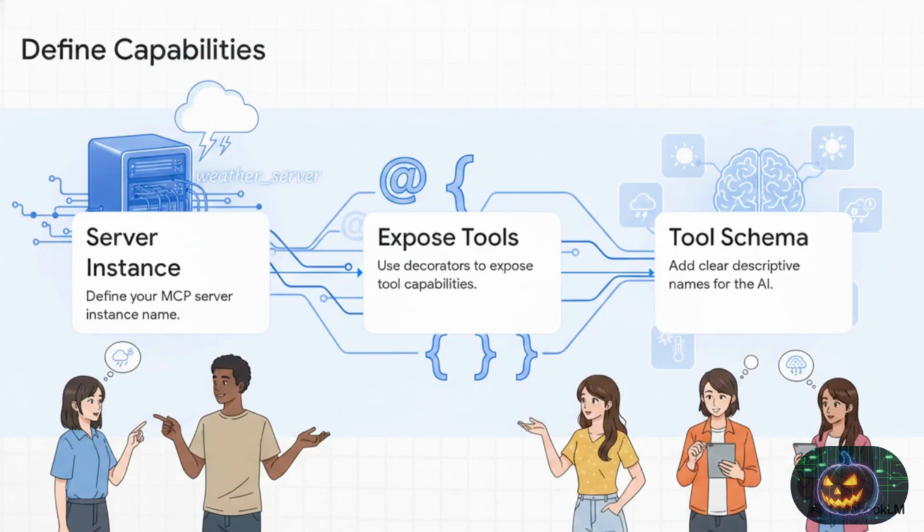Inside that server.py file, Step 1 is defining the server instance itself, giving it a name like productivity server. Step 2, you're going to use decorators, specifically @server.list_tools, to expose your capabilities to the client. Now, Step 3 is a massive pro tip. You absolutely must define the tool schema with incredibly descriptive names and parameter explanations. Think of this as your new prompt engineering. The LLM reads this description to decide if it should actually trigger the tool. If your description is vague, the AI is just going to ignore it.